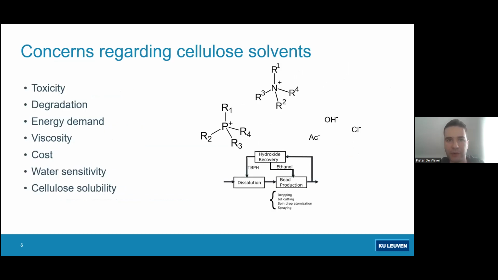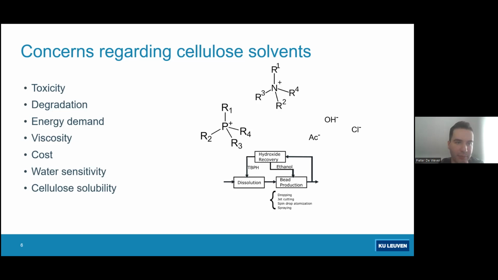So regarding the use of these cellulose solvent systems, there are many concerns. For instance, regarding their toxicity. There are also some concerns regarding the degradation, as some cellulose solvents start to degrade over time. Some solvent systems require very high temperatures or very low temperatures in order to dissolve the cellulose. Some solvents are highly viscous even without the presence of cellulose, and so even the addition of cellulose to the solution will further raise viscosity.